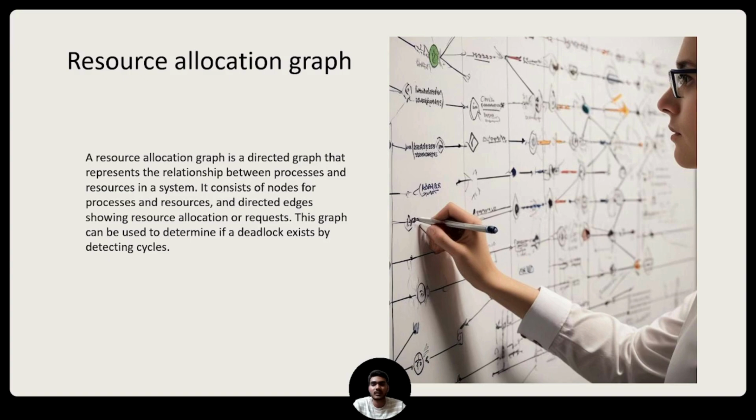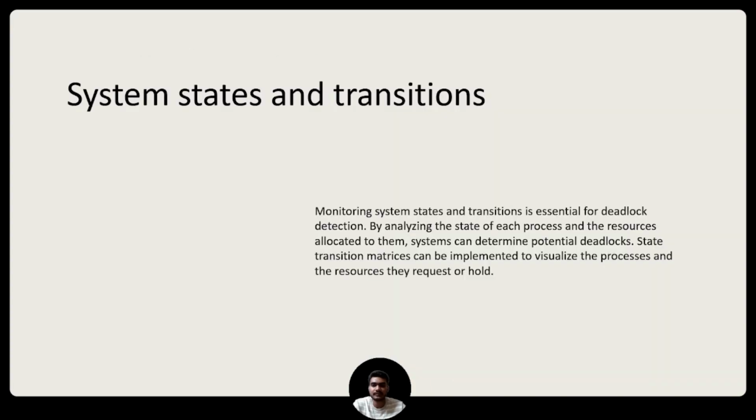Resource allocation graph. A resource allocation graph is a directed graph that represents the relationship between processes and resources in a system. It consists of nodes for processes and resources, and directed edges showing resource allocation or request. This graph can be used to determine if a deadlock exists by detecting a cycle.